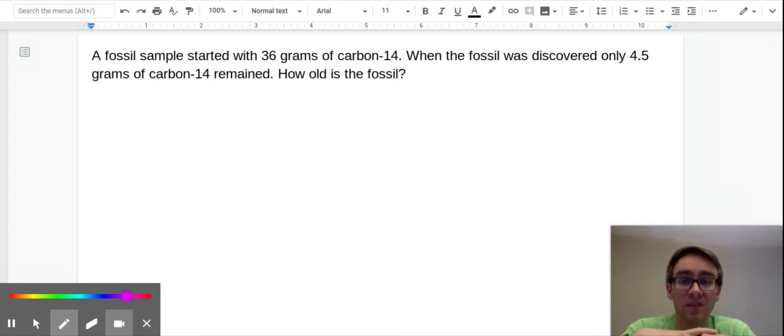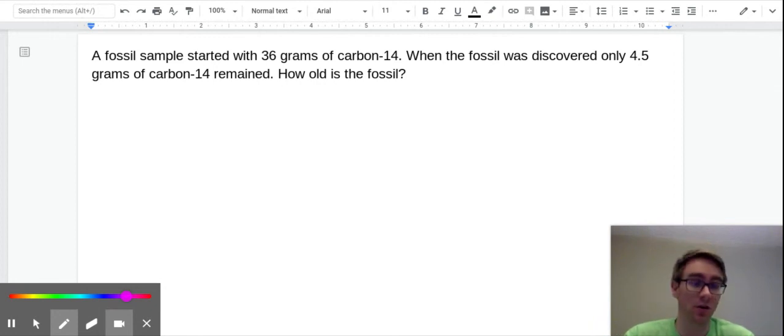A fossil sample started with 36 grams of carbon-14. Now, here's the first mistake I want to talk about. One thing people want to do right away is they want to use that number 14. That number 14 is an isotope. It's identifying the atom, so it's just one big thing. So our fossil sample started with 36 grams of carbon-14. When the fossil was discovered, only 4.5 grams of carbon-14 remained. How old is the fossil?